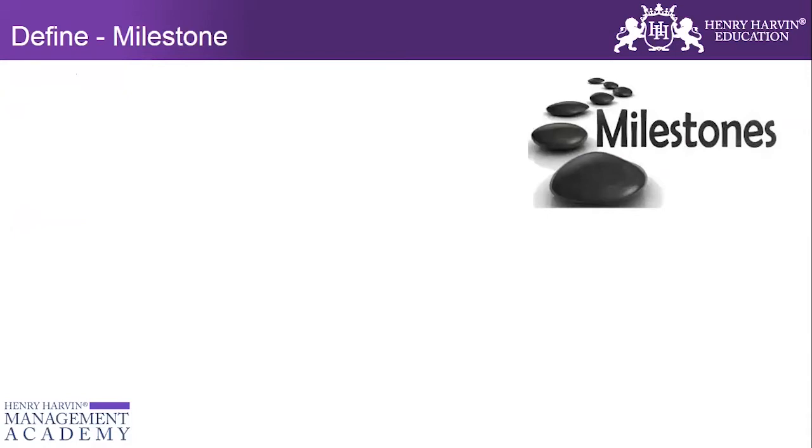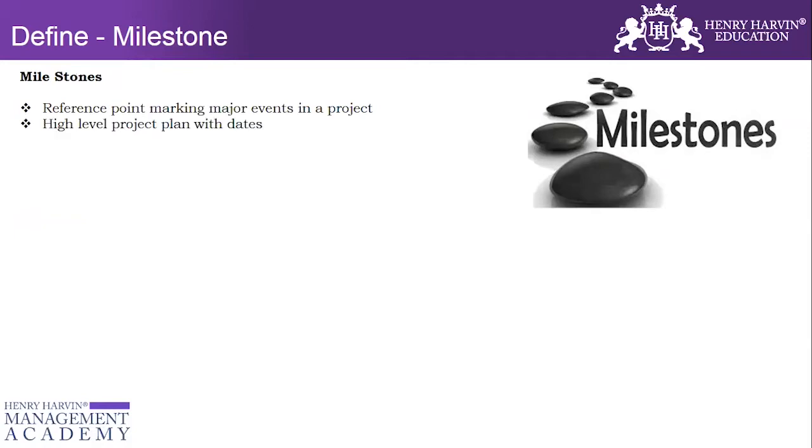Now we'll get into the next component of the define phase, which is called the milestones. Milestones are the reference points marking major events in a project. It is a high-level project plan with the dates. It typically has the dates of completing the DMAIC phases.